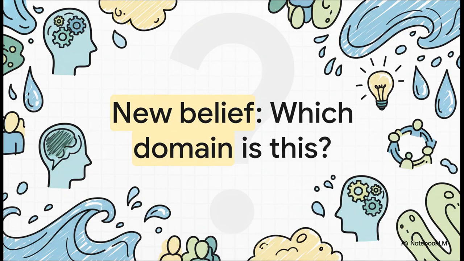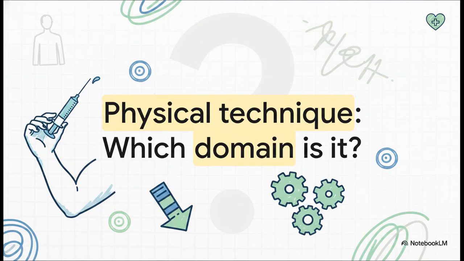Practice question 2. A community group expresses a newly formed belief that local water quality needs to be protected. What domain are we talking about here when a belief or an attitude shifts? Lock in your answer. And here's the final quiz scenario.